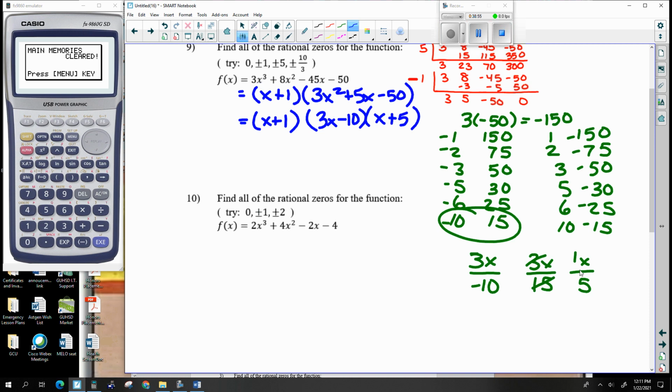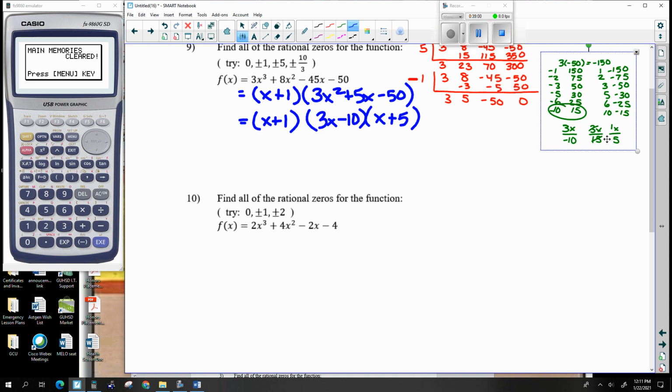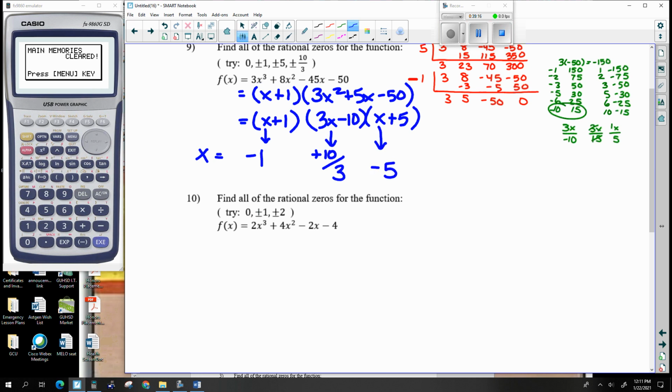All right, so those are all the factors. So the zeros are equal to -1. Opposite number over letters, so that'd be +10/3 and -5. And all this got started just by identifying 1. All you do is identify 1, and your problem gets easier. You don't have to guess anymore.